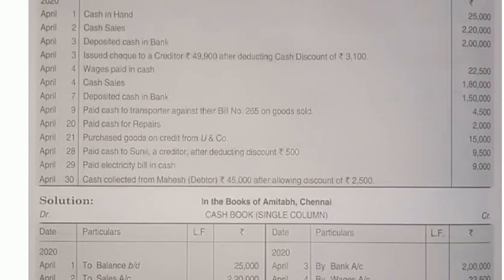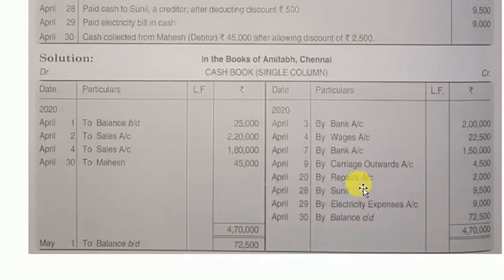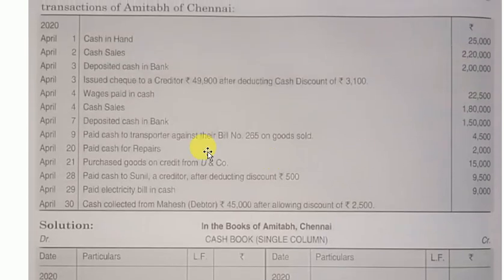Now comes the next transaction, that is April 7th, deposited cash in bank. Again this is a transaction of cash outflow from the business and we are depositing the cash into the bank. So the journal entry we know very well, bank account debit to cash account, and this is the process of outflow. So we'll record this transaction on the credit side of the cash book, like by bank account 1,50,000. Got it?